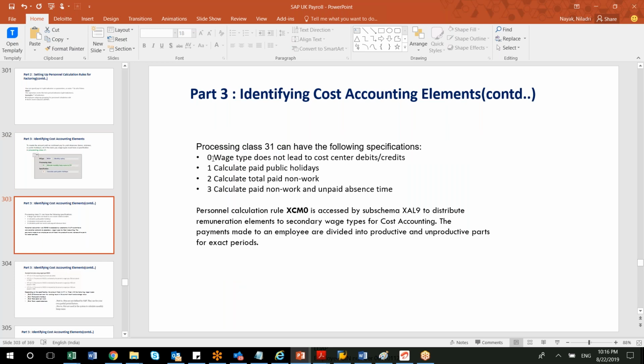First one is the zero. It will be better if I show it in the system so that you can visualize it. Let me open the system and I will showcase.